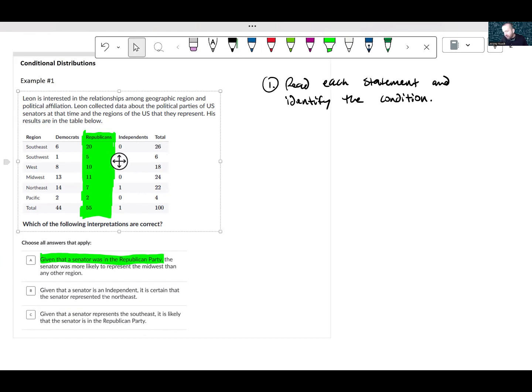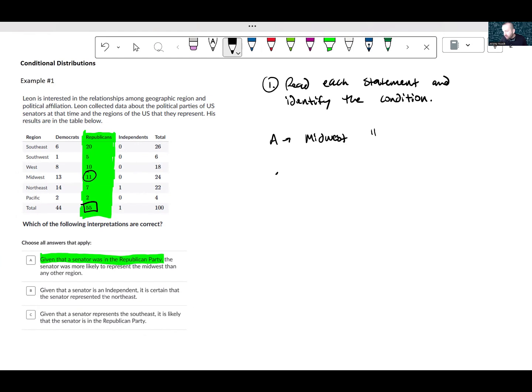So let's take a look now. So the Midwest, there's 11 out of 55 Republicans. So for A, Midwest is 11 out of 55 Republicans. And it says any other region. Well, it's basically saying that this is the most in the Midwest. Well, it looks like we have 20 Republicans in the Southeast. So that one is the most. So there's 20 out of 55 Republicans in the Southeast.